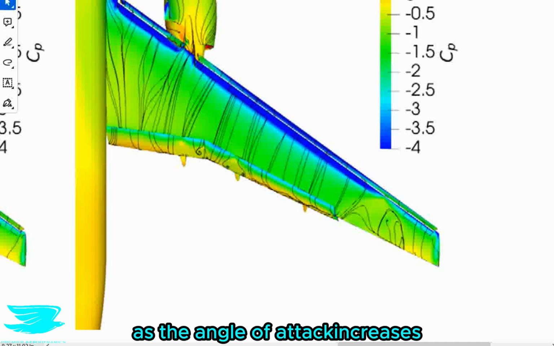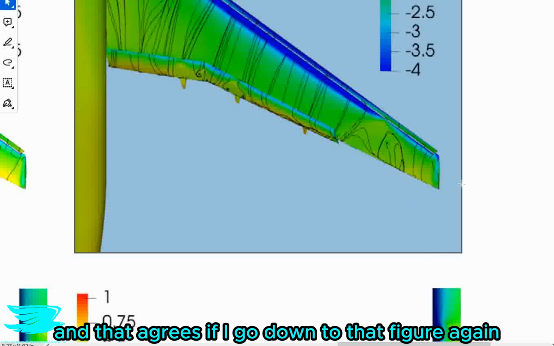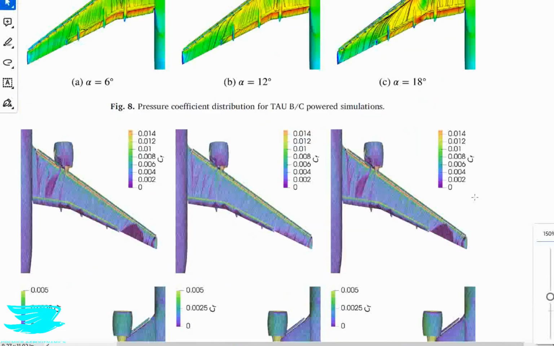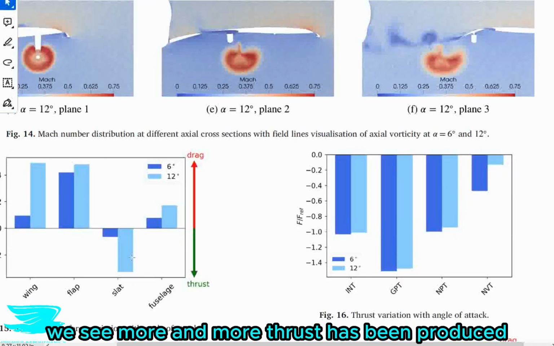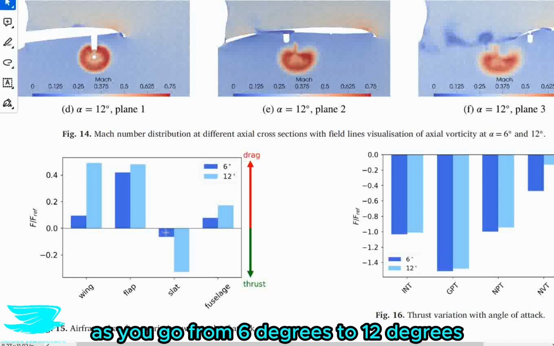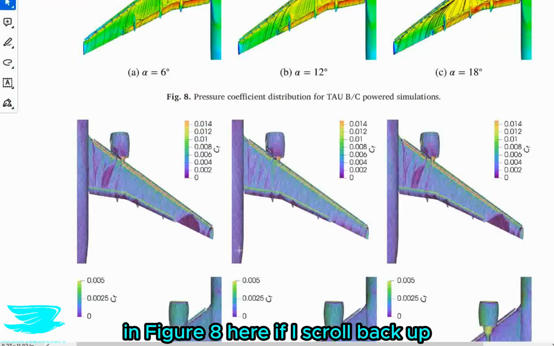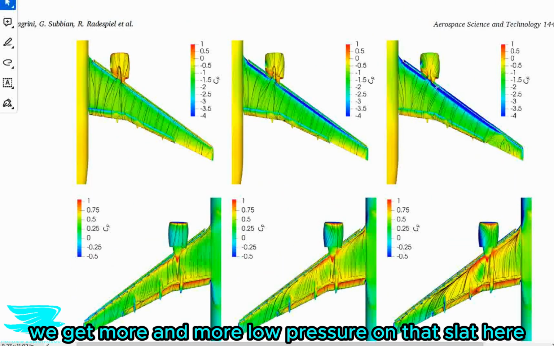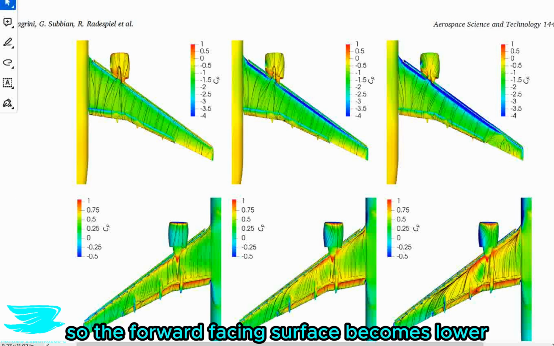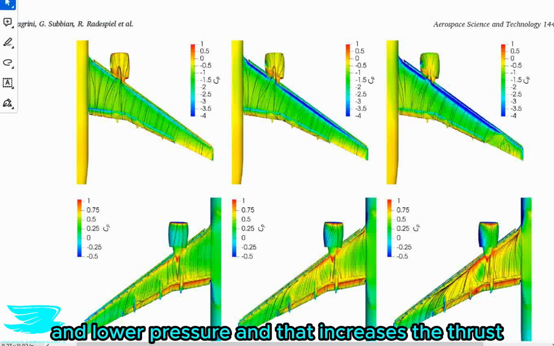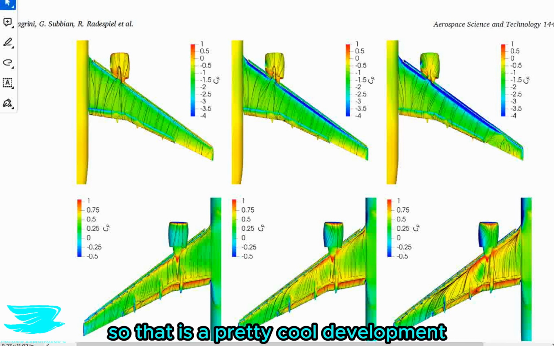And that makes sense because as angle of attack increases, we see that the slat produces more and more thrust. And that agrees if I go down to that figure again. So we see more and more thrust is being produced as we go from 6 degrees to 12 degrees. And that makes sense with what we've been seeing in figure 8 here. If I scroll back up, we get more and more low pressure on that slat here as we increase angle of attack. So the forward-facing surface becomes lower and lower pressure, and that increases the thrust. And that feeds into the trend that we are seeing here. So that is a pretty cool development.